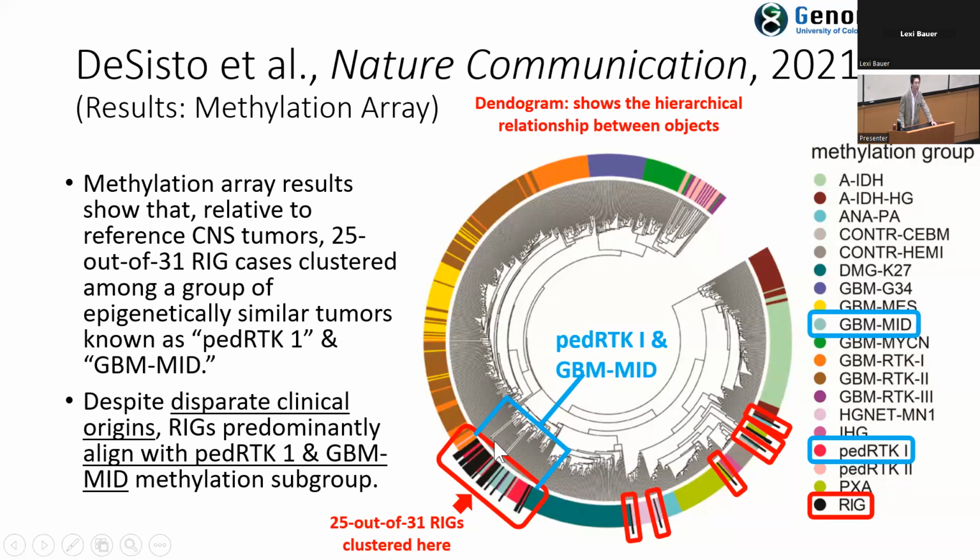And this is based on their methylation array data, and it is a very interesting finding, because these RIGs are actually coming from all of these disparate clinical origins. And yet, when you look at the methylation data, it shows that these RIGs are predominantly aligning with a specific methylation subgroup, the PET-RTK1 and GBM-mid. So that's interesting. How could it be that all these RIGs are coming from all these different patients, but they have a very similar methylation profile? So that's kind of their first clue that there's something interesting going on here. There's some kind of commonality between these RIGs.